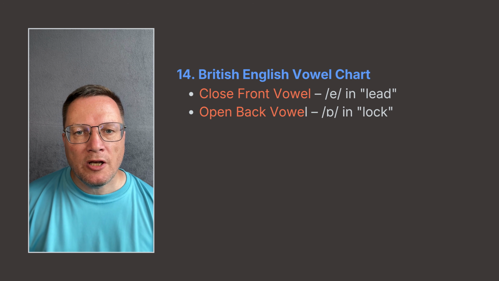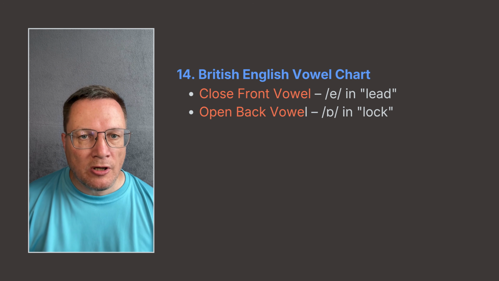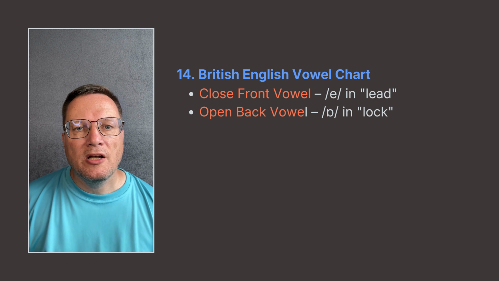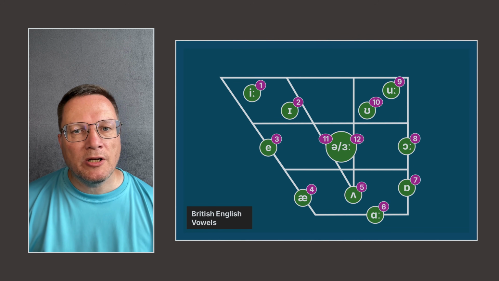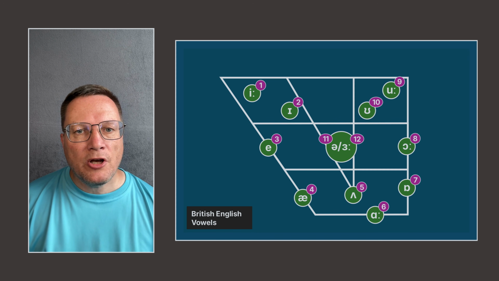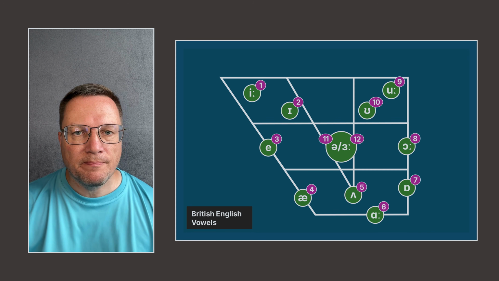Compare the following examples. The vowel in lead is located in the close front area of the chart. In contrast, the vowel in lock is found in the open back area. Vowels with similar characteristics are positioned closer together than those with different features.